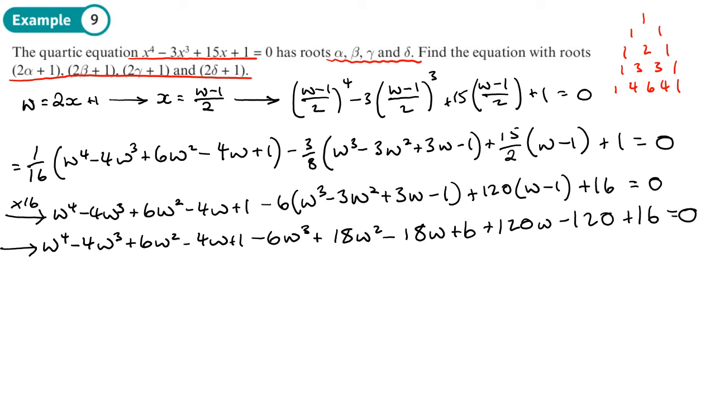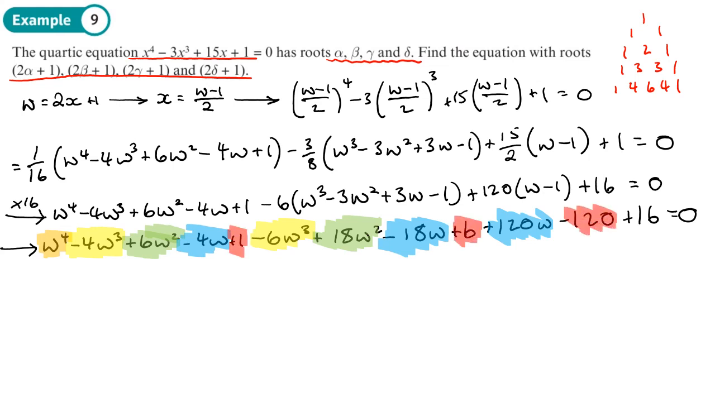So my w to the power 4 there. Let's have a look at my cubes. There's one there, one there. My squares, it's going to be that one and that one. They go together. What other colours have I got? Light blue, my w's. There, there, there. And then my numbers, I'll put those in red. That one, that one, that one and that one. Okay. Don't want to miss anything out.